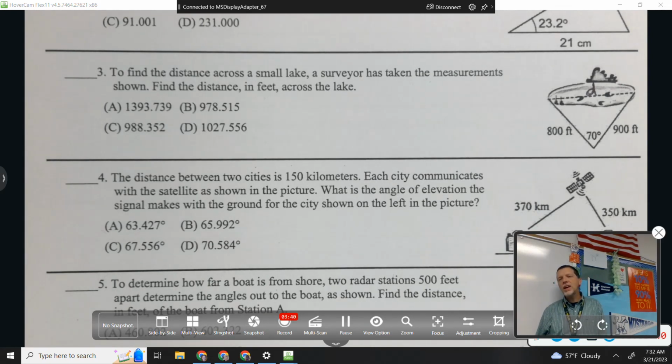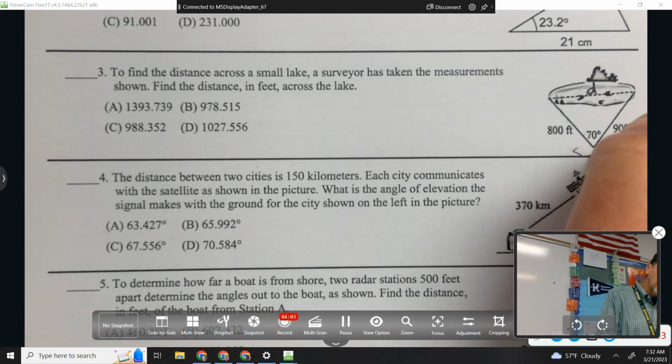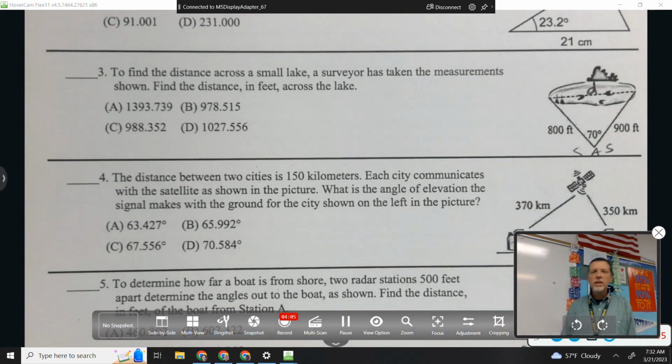Can you tell yet if this is a law of sines or a law of cosines problem? Law of cosines. Why do you say law of cosines? I agree. Okay, yeah, there's not an angle side pair, so it's got to be law of cosines. Another way to say it is this is an SAS problem, so it's got to be law of cosines.